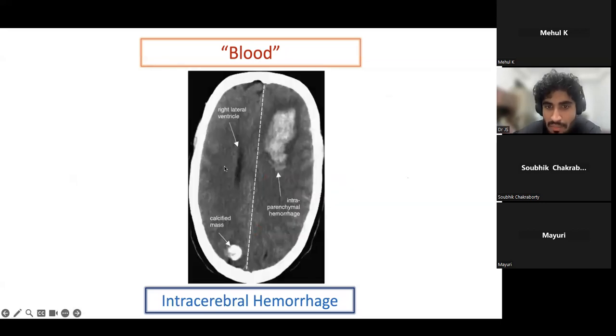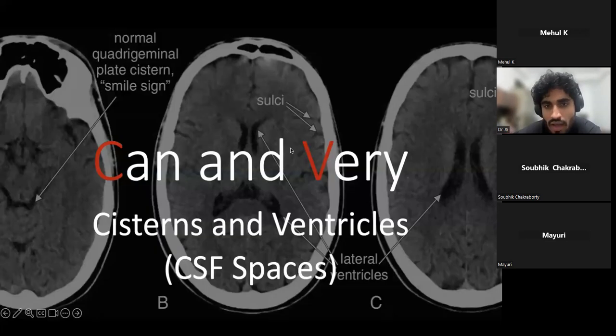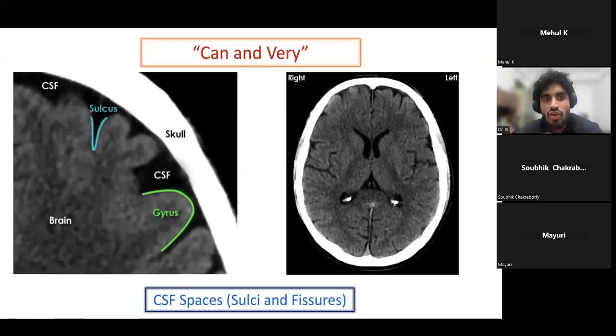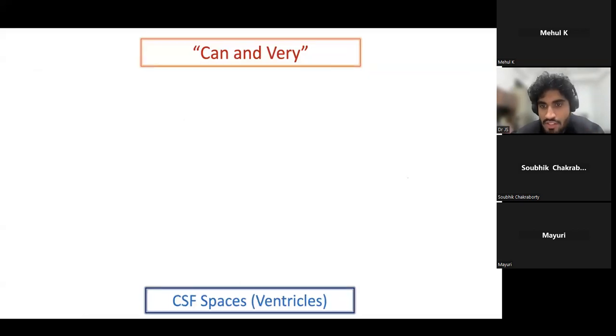Okay, so there is a bleed, and also there is a mass effect, and there is a hypoechoic, hypodense lesion around the... okay, so that is one thing. I'm just summarizing this part: gyri, sulci, and also the Sylvian fissure, you can see that.